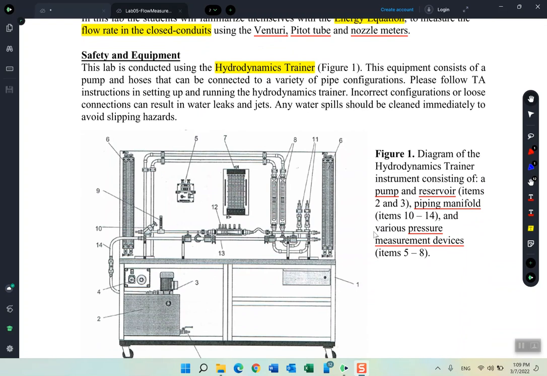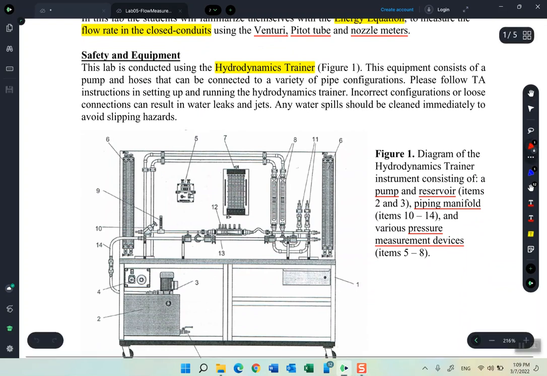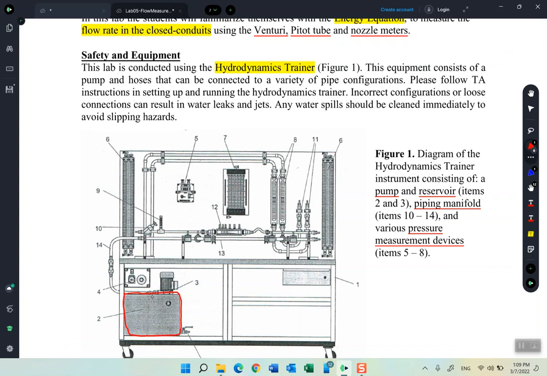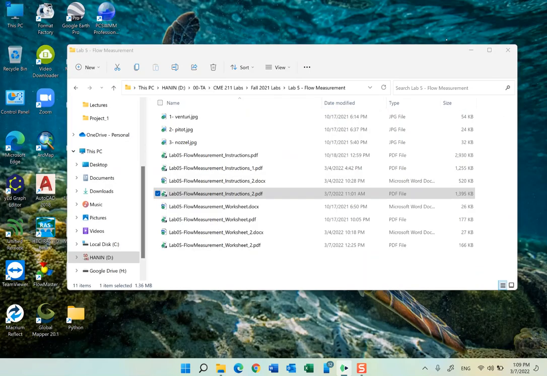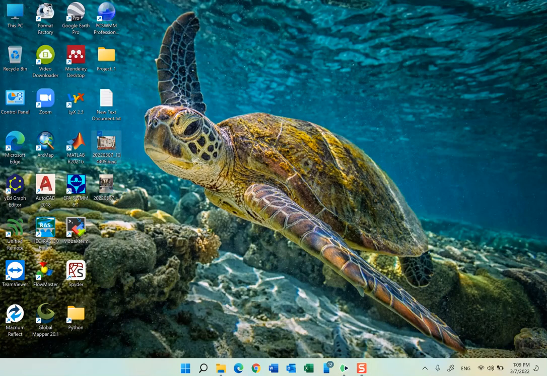Mainly it consists of a pump and a reservoir. The reservoir contains water, and the pump will pull the water from the reservoir through the pipes to our system. And of course, we will have some piping manifolds and the pressure measurement devices that we are going to use.